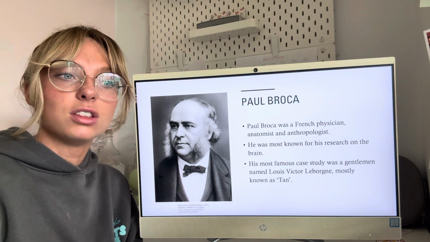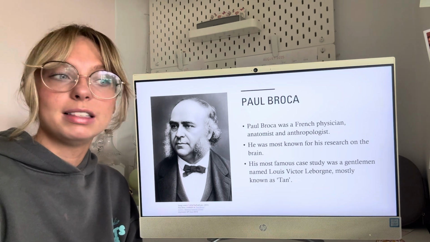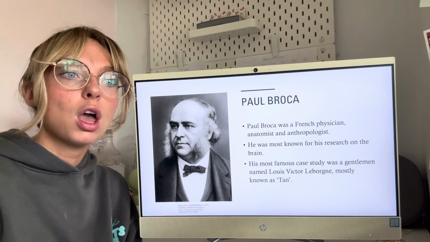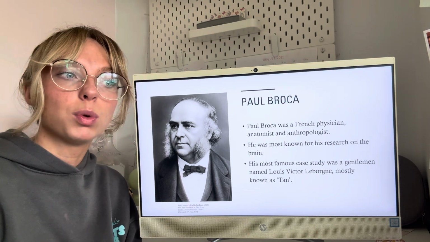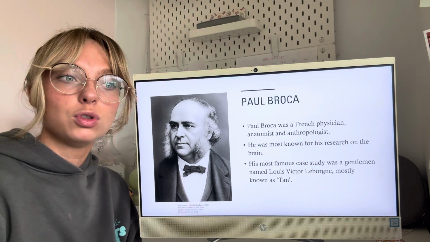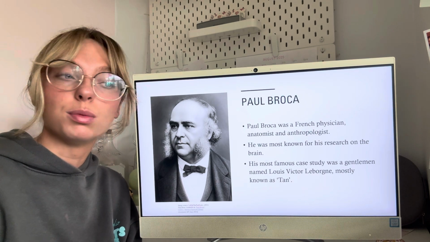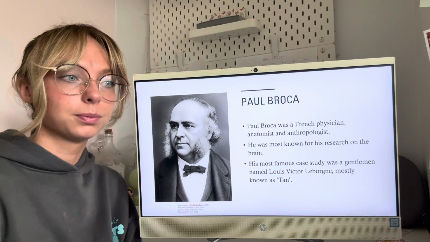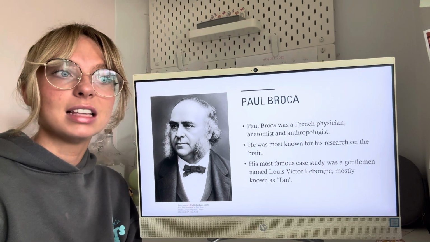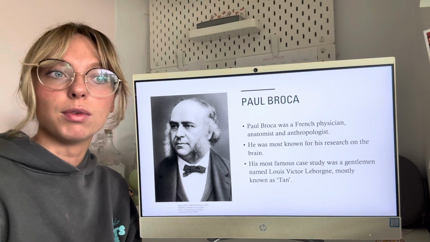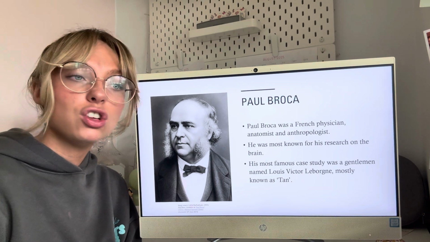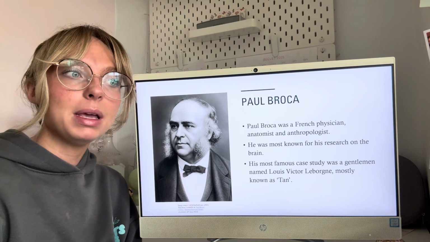After Tan had passed away, Broca carried out a post-mortem examination on his brain and he found there was damage on his frontal lobe. Broca established that this area was responsible for speech production. Broca continued to study patients who had related symptoms and problems and discovered a pattern. Broca's research was the first evidence that proved different areas of the brain were responsible for different things.